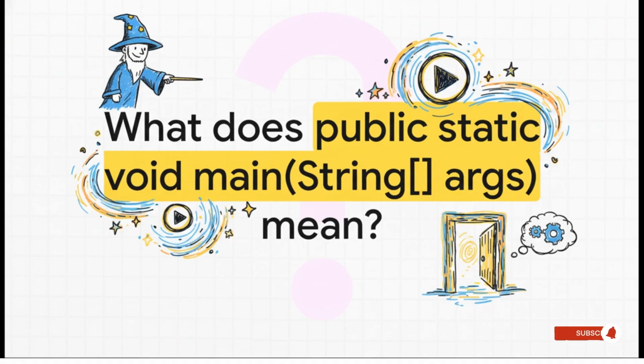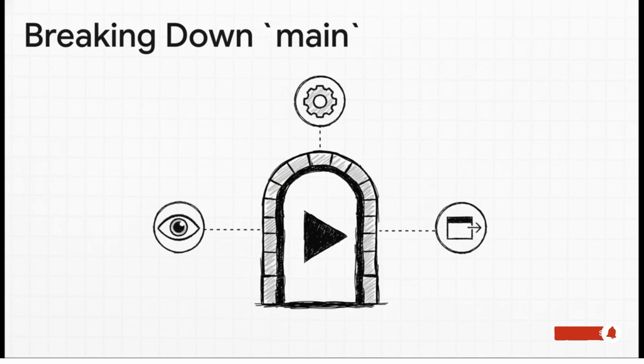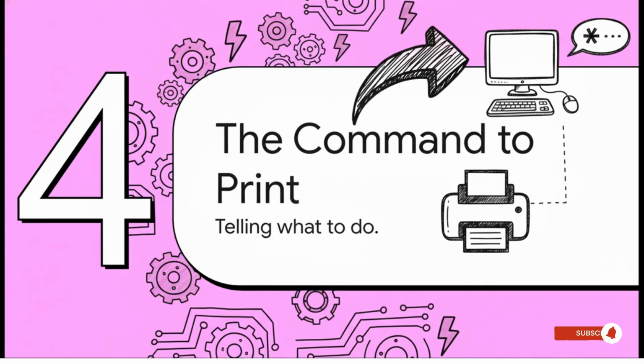Now let's just quickly peek at what each word means. Main, that's the most important part. It's the official starting line for the race. Public just means that the Java system is allowed to access it from the outside. We'll get to what static and void mean way later on. For now, the big takeaway is this. This entire line, written exactly like this, is the non-negotiable front door to your program. Every program needs one.